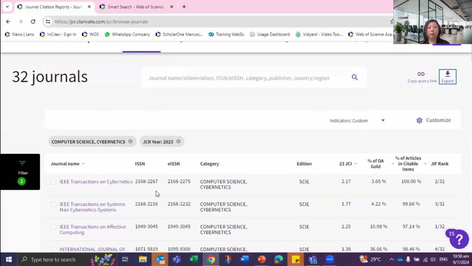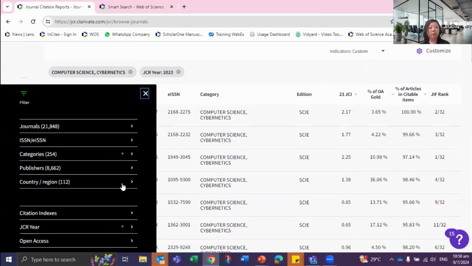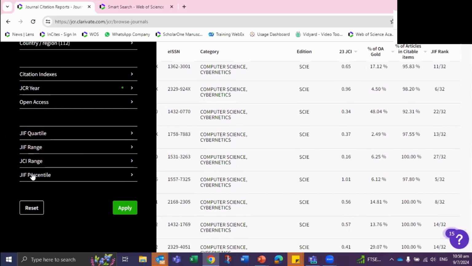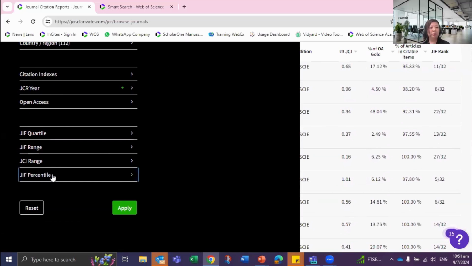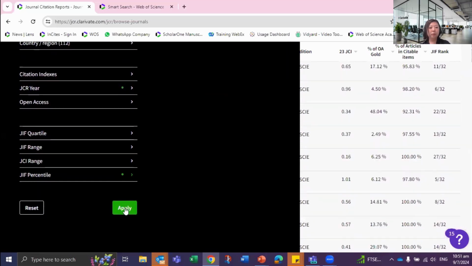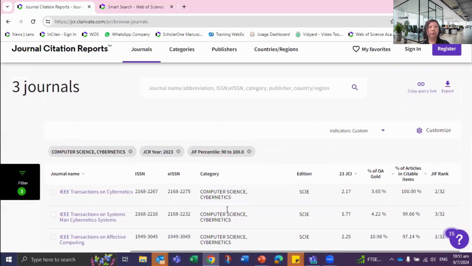If you want to filter this result set even more, by maybe the percentile of their journal impact factor. Some institutions do talk about top 10% of journals. So you can use the filters on the left, look for journal impact factor percentile, and set this to 90 to 100, and apply. And that should give you the 3 journals here that are in the top 10% based on journal impact factors.